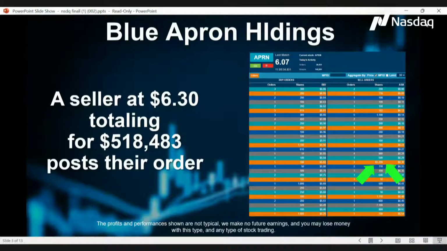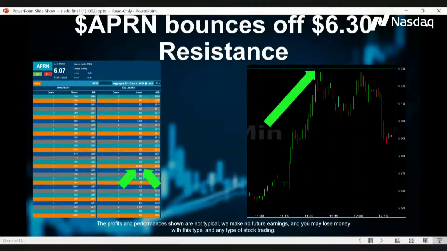Blue Apron went all the way to a big resistance, and by using Nasdaq Book Viewer, if you look over there on the sell side, I pointed out we had basically a 500,000 share seller, which makes up about 82,000 shares. Stock came right to it. So what's nice about the Book Viewer is it just gives you a game plan where to get in and where to get out.